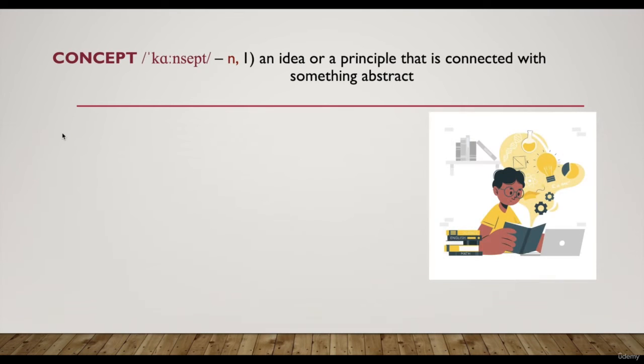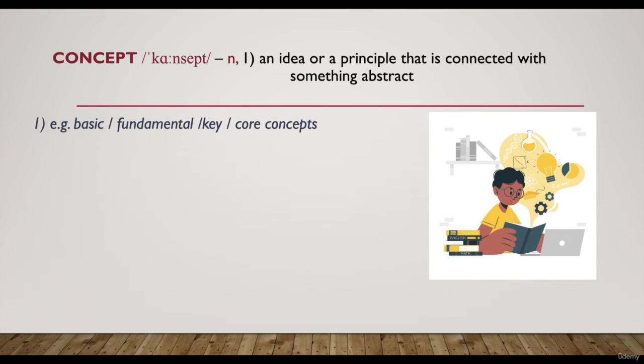The next word is concept. The first meaning of concept is an idea or a principle that is connected with something abstract. And something abstract means something that we cannot touch, we cannot look at. It's not an object. We can only think of abstract things. For instance, beauty is an abstract idea. Love is an abstract thing. It's not something we can touch or see or give to each other.